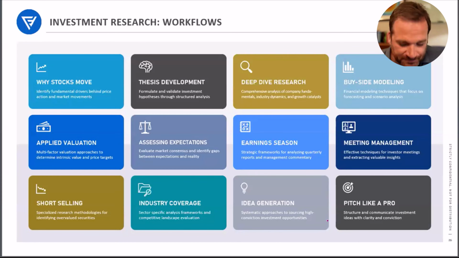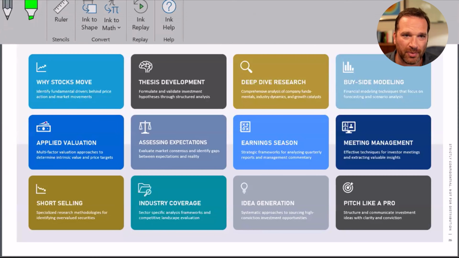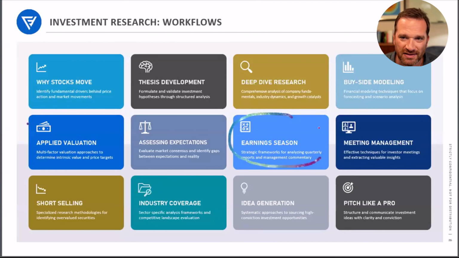So as we think about implementing AI, we really think about 12 different workflows, and these are the core workflows that we teach in the Analyst Academy, starting from why, explanatory variables, why stocks move up and down, ending with pitch like a pro, going through thesis development, deep dive, modeling, valuation expectations, and earnings season. And really what we'll talk about today is we'll pick one of these modules and go deep into earnings season.